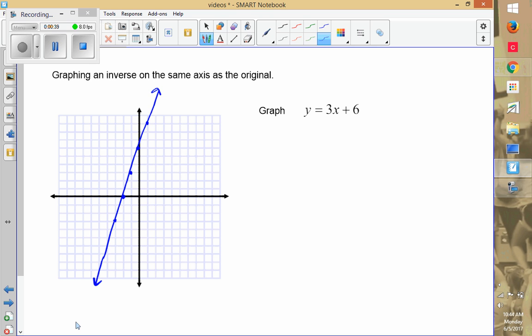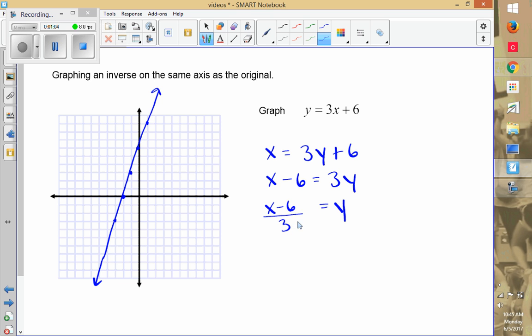Now, we want to graph the inverse on the same axis, so we need to have an inverse equation. So when we find an inverse equation, we're going to switch x and y and solve. So there I switched x and y. Let's solve for y now. So we subtract 6 from both sides, and now we're going to divide by 3.